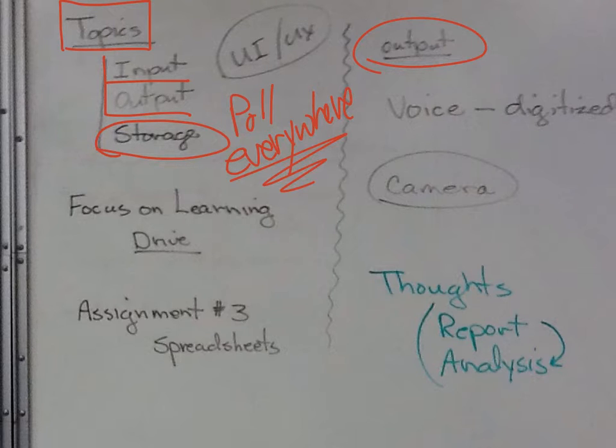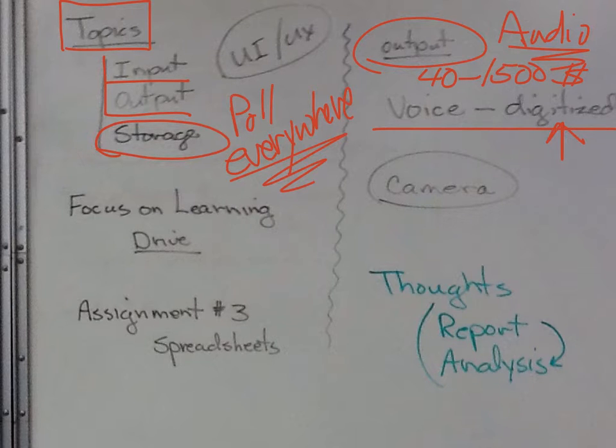Output, we talked about things like audio. And we did an example of Bluetooth audio, how expensive that could be. We talked about anything from around $40 to around $1,500 for those devices. We talked about voice. When you're talking to your phone, it's being digitized because communications are digital, which means they are ones and zeros.